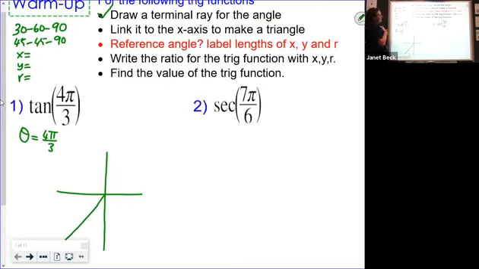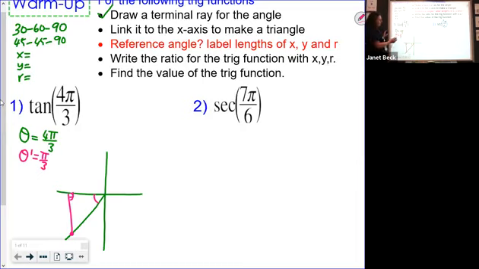Step 2 is link that terminal ray to the x-axis. So put a point on the terminal ray, join it up to the x-axis, and now we've made a reference triangle for this reference angle. The angle is always by the origin. Our reference angle is going to be the reference angle for 4 pi over 3. It's really easy in radians with our special angles. If the denominator is 6, 4, 3, 2, 3, 4, 6, our reference angle is just going to have the same denominator.